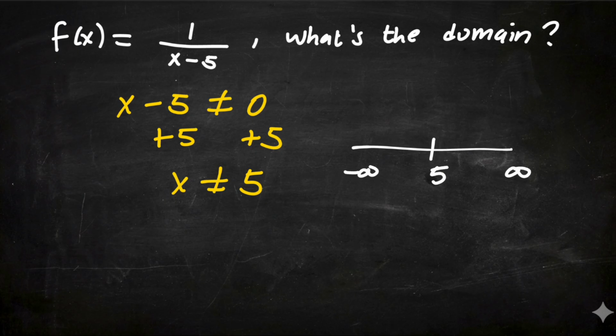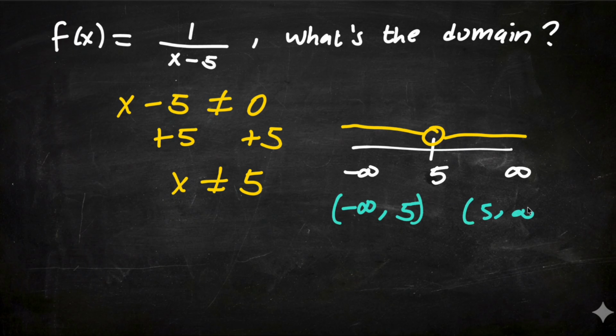On 5, since we can't have 5, we're going to have an open circle. We can have any number between negative infinity and 5, and we can have any number after 5, so 5 to infinity. We just cannot have 5. If we were to put this in interval notation, I will have 2 intervals. I'll have the interval first from negative infinity to 5, both of them not included. And then another interval from 5 to infinity, and they are both not included.